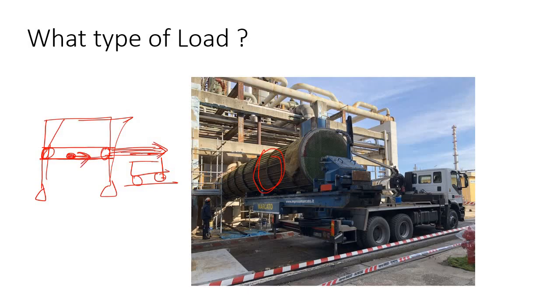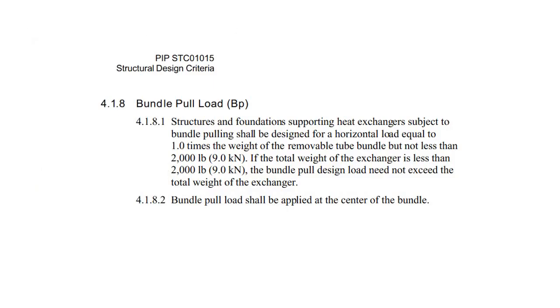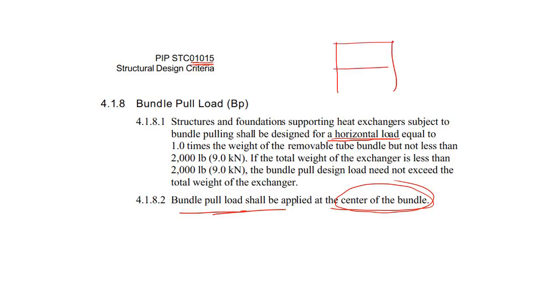Now what is the magnitude of this load and where exactly should this load be applied? As per PIP standard 1015, it is clearly mentioned that the bundle pull load shall be applied at the center of the bundle, right? And it is also mentioned what the magnitude and nature of this load should be. A horizontal load, which I have already discussed. So here in the center you have to apply this horizontal load, right?